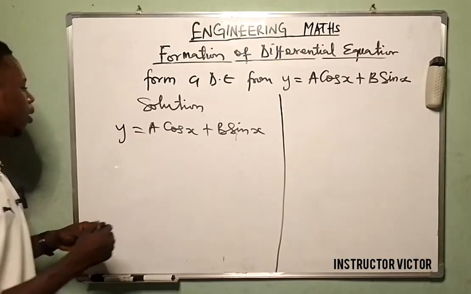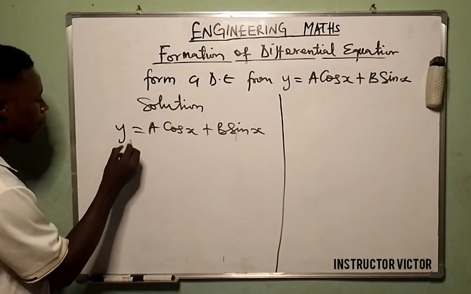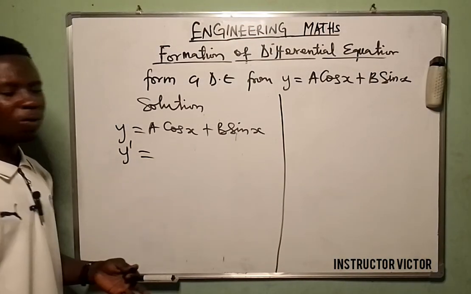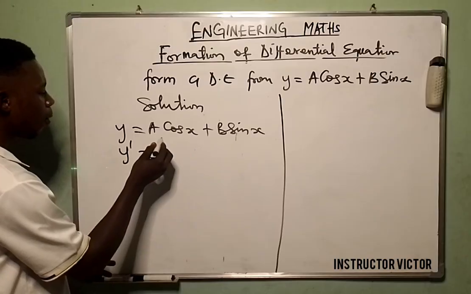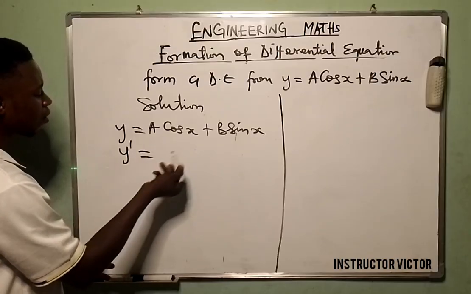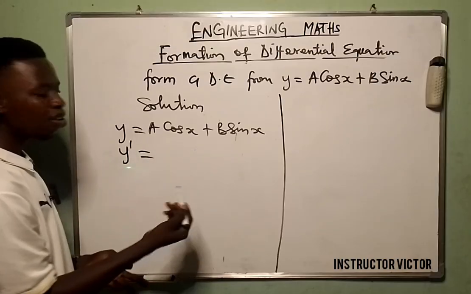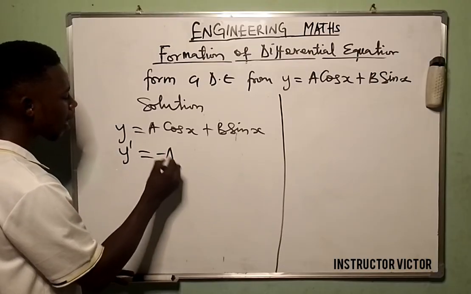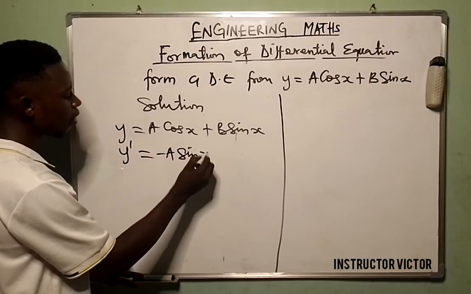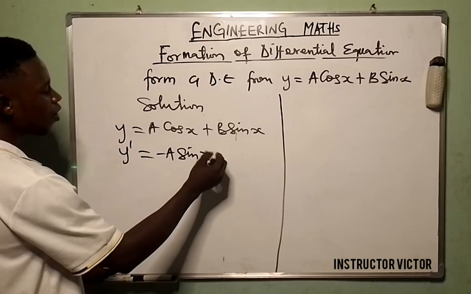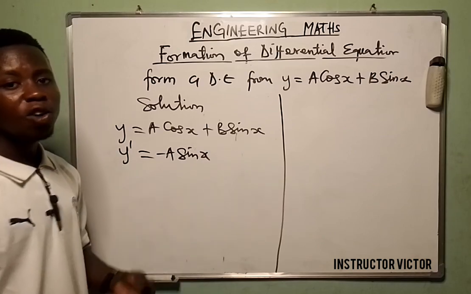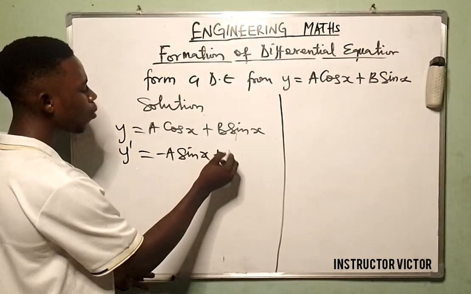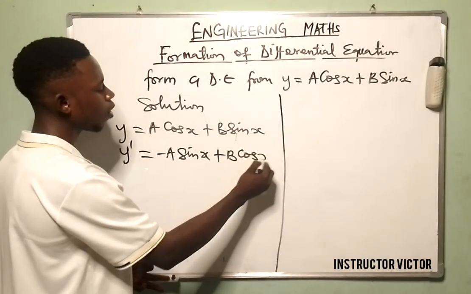By differentiating, we have our y prime, the first derivative, equal to a times the derivative of cos x. If you differentiate cos x, you get minus sine x. So because of the constant, you have minus a sine x. And when you differentiate sine x, you get cos x, so you have plus b cos x.